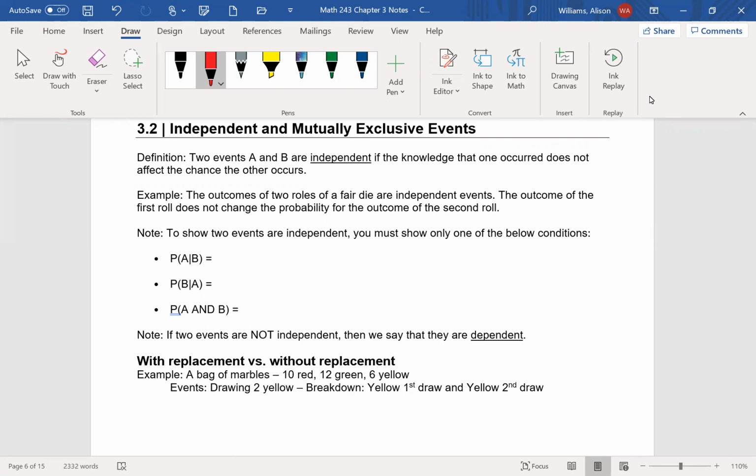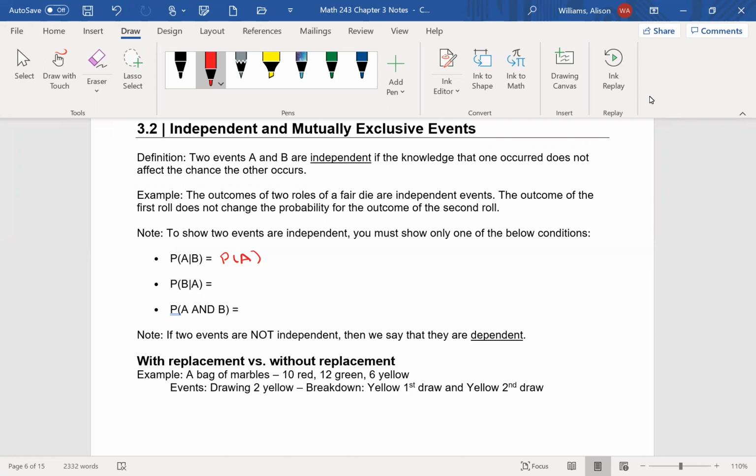We can show events are independent with these three little bullet points here. The first one is the condition that A will happen, the probability that A is going to occur, given that the event B has occurred. Well, if A and B are independent, then it doesn't matter that B occurred. A occurring doesn't care about B. Therefore, the probability of A given B is just the probability of A, because A could happen with the same probability, regardless of whether B happened.